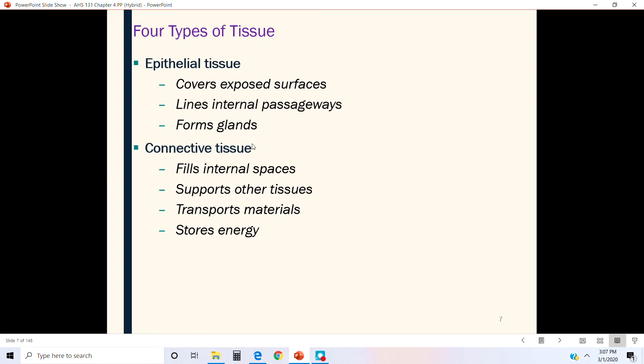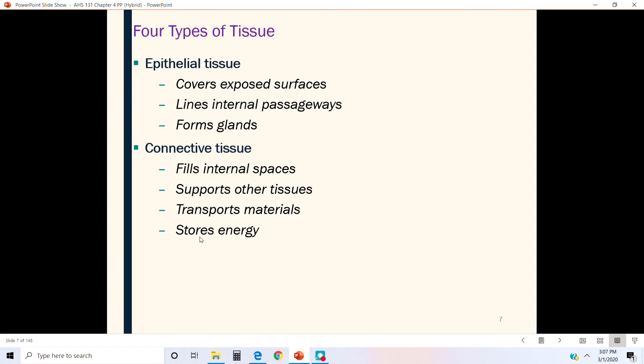Just different glands that produce different chemicals or different substances. Connective tissue, on the other hand, has a bunch of different functions. It can act as a packing material almost, where it fills internal spaces. It can act as a support tissue, where things like cartilage and bone are types of connective tissue. It can do transport, as an example of that, blood and lymph transport substances throughout the body, right? Think about blood transports oxygen, it transports nutrients, transports hormones and waste products, that type of thing.